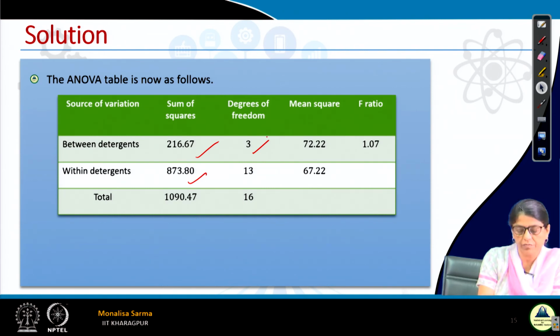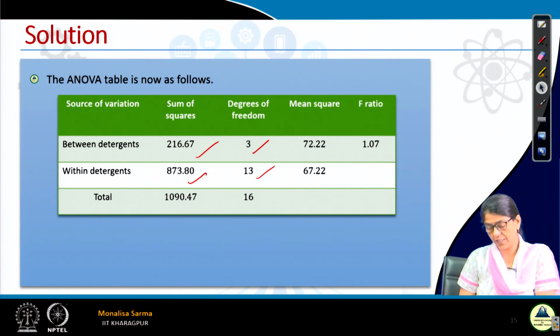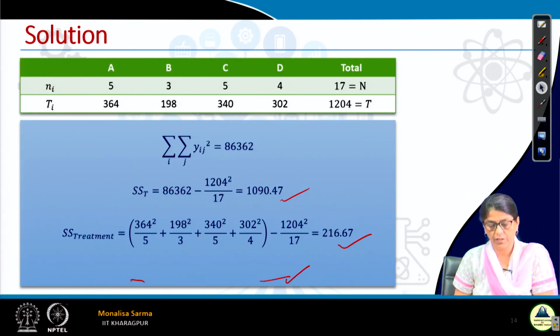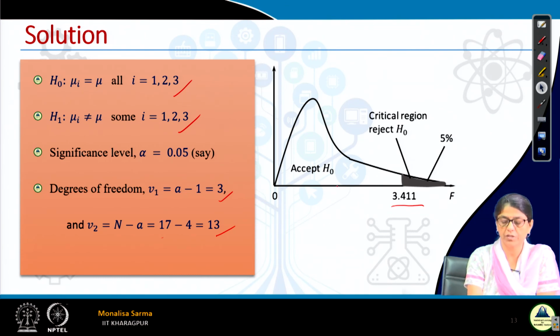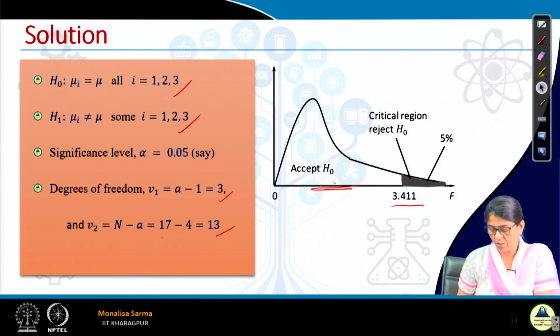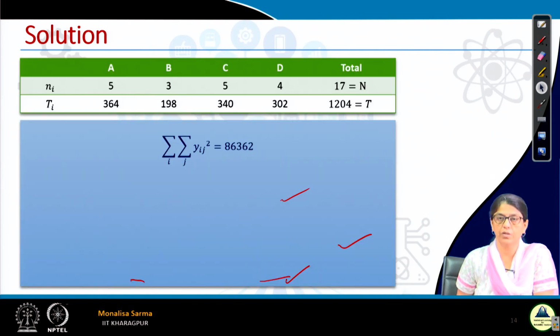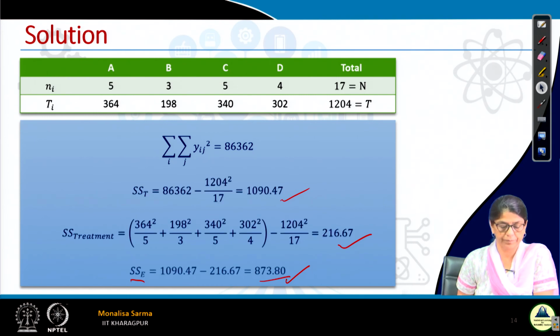Its degree of freedom is 3, this degrees of freedom is 13, then we found the F value is 1.07. 1.07 is the F value, and what is our critical region? Our critical region is 3.411. Then 1.07 is something here in this range. So, it very much lies in the acceptance range, that means our null hypothesis is not rejected, right.